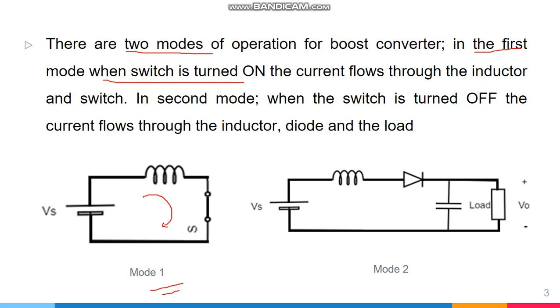During this first mode, the current flows through the inductor and switch, and in the second mode, when the switch is in open condition, this will be our circuit, and we will have an inductor and diode in series, and the path of current will be this: from inductor to diode towards the load and then back to the source.